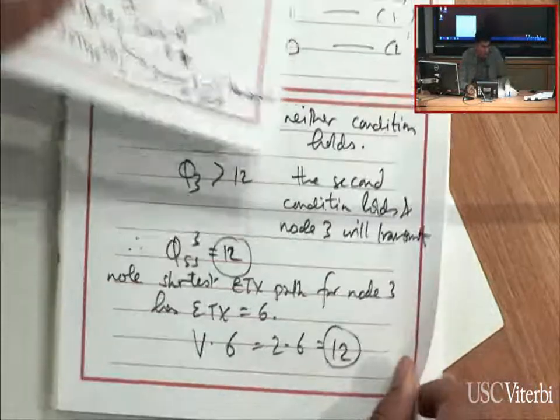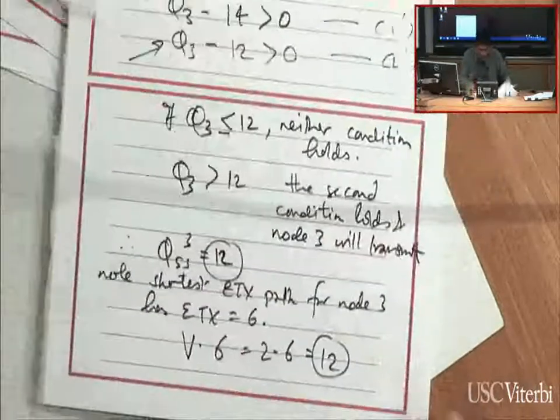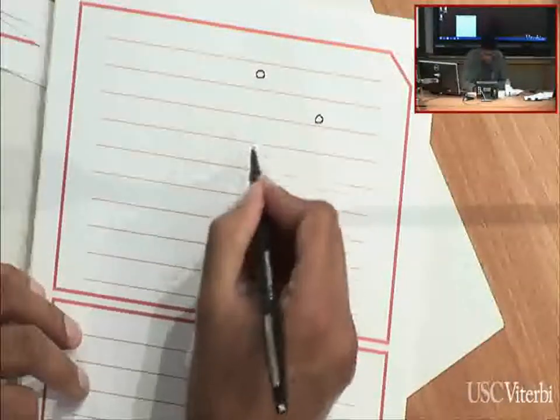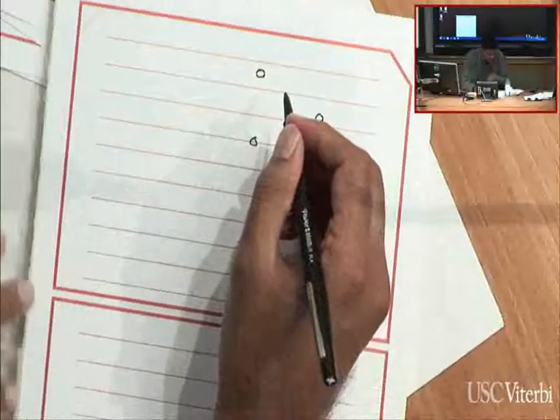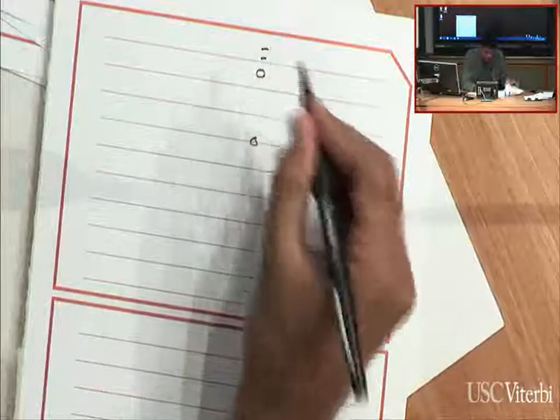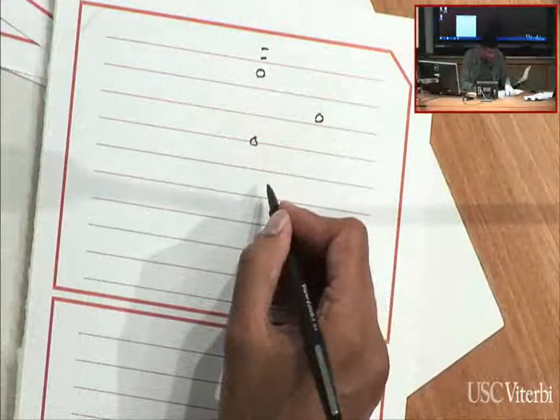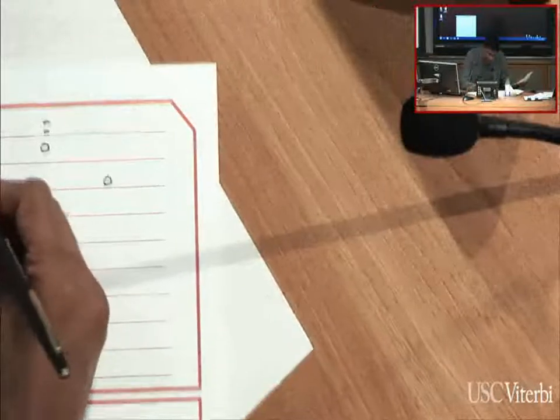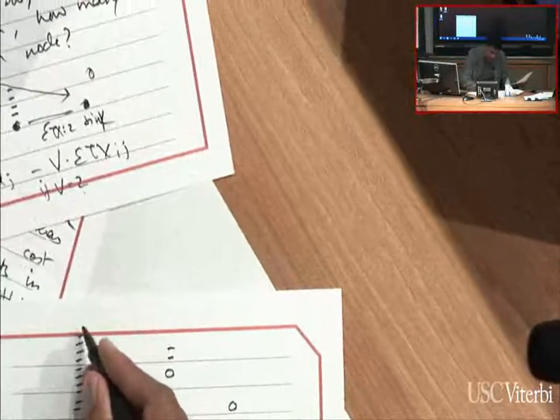So what this means is that the gradient on this particular network, if you were to imagine it in steady state, looks like this. So we said Q1 has 2 packets. This is 4 packets. This node has 12 packets.